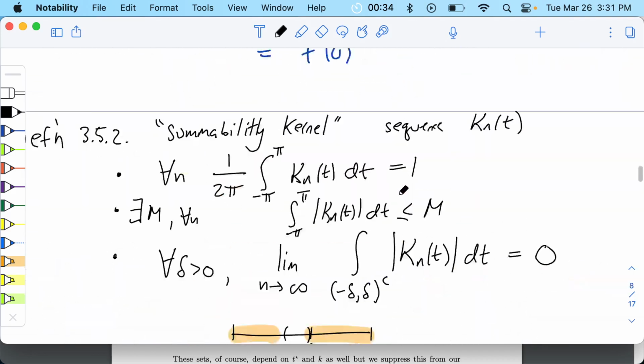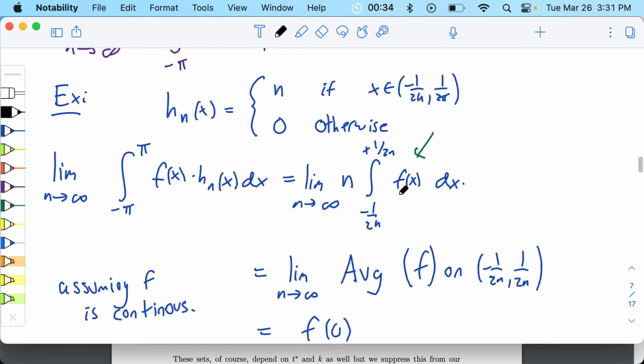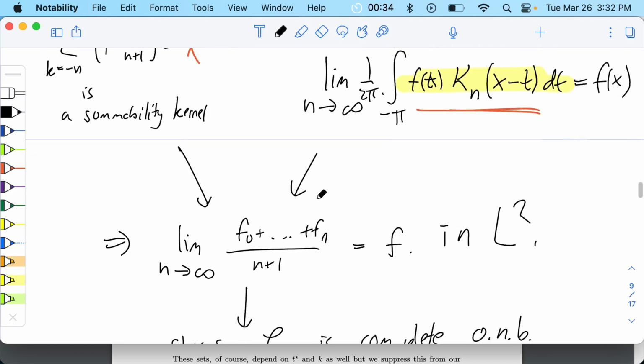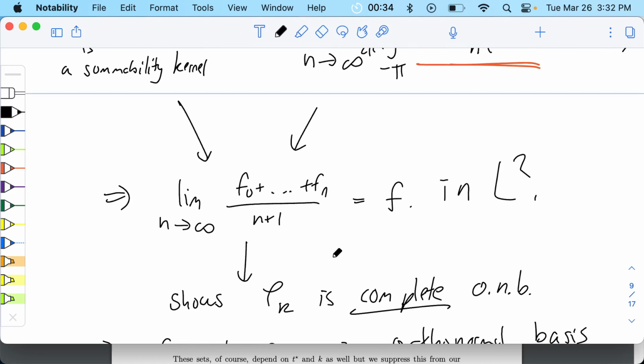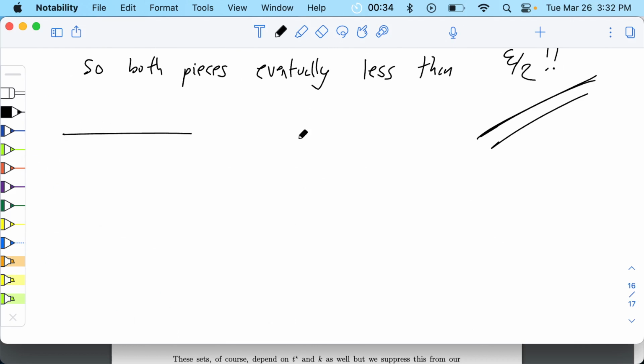There's almost nothing left. We have done the things we wanted. We've done lemma 3.5.3, we've done lemma 3.5.4. The thing that we wanted is a summability kernel, and summability kernels have the Dirac delta property. We're going to put that together to prove that the limit as n goes to infinity of (f0 + ... + fn) divided by n plus 1 equals f in L2. It's actually a very short proof. We've almost done everything. Okay, so does this thing have a name?